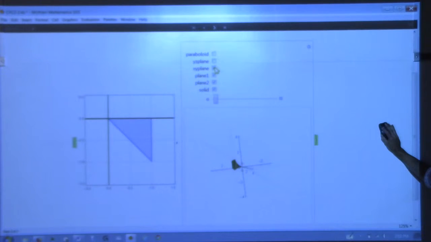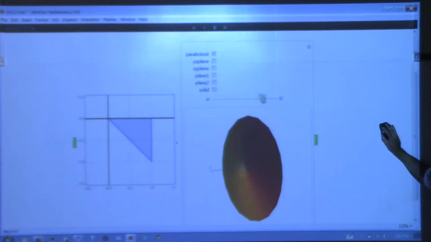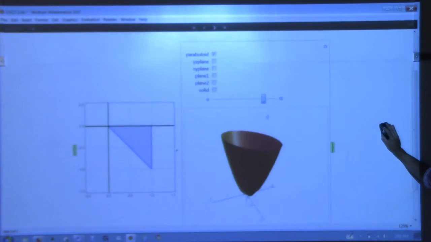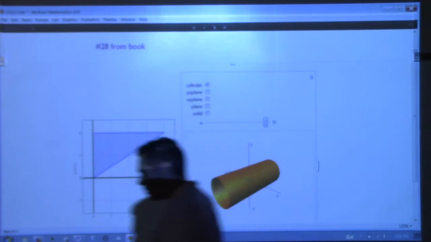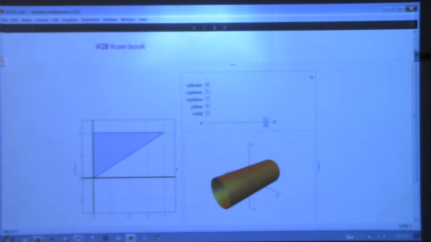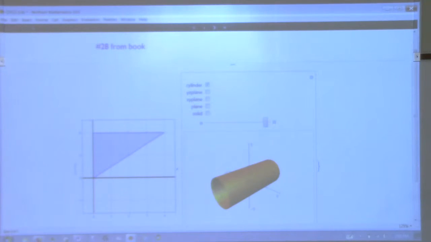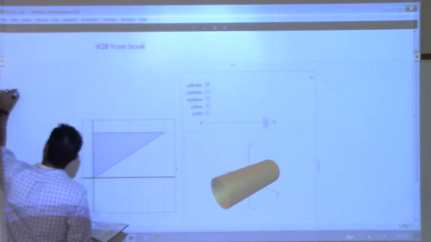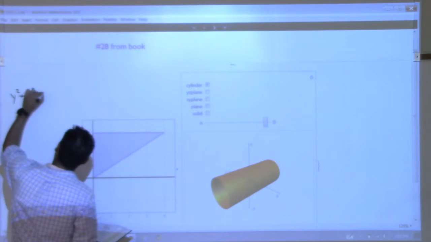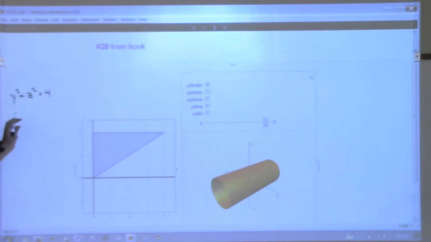Let's look at the next problem. So this is from the book also. I'll turn the light back on. This is number 28 from the book. So same instructions. Find the volume of the solid that's bounded by the following curves. So we have y squared plus z squared equals 4, which now, where'd Milton go?